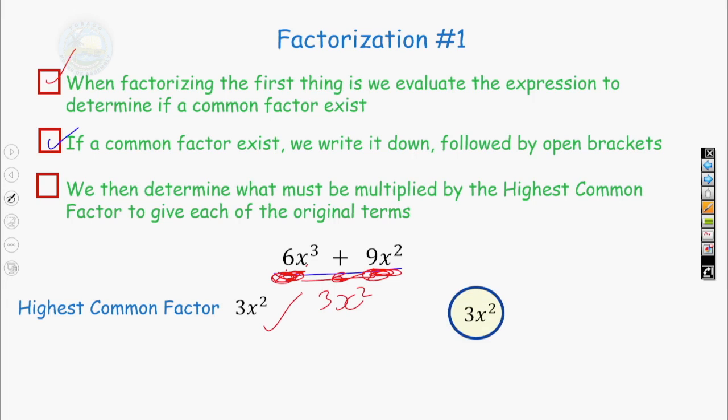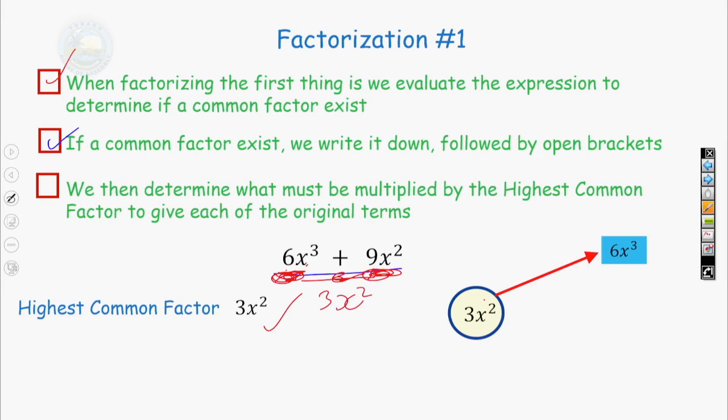The next thing we do is this. The highest common factor is 3x squared. What can we multiply 3x squared by to give us 6x cubed? That's my first term. Let's go over the steps one more time. When we are factorizing, the first thing we do is to evaluate the expression to determine if a common factor exists. If a common factor exists, we write it down followed by open brackets. We haven't gotten there as yet, but we're still doing a little analysis.